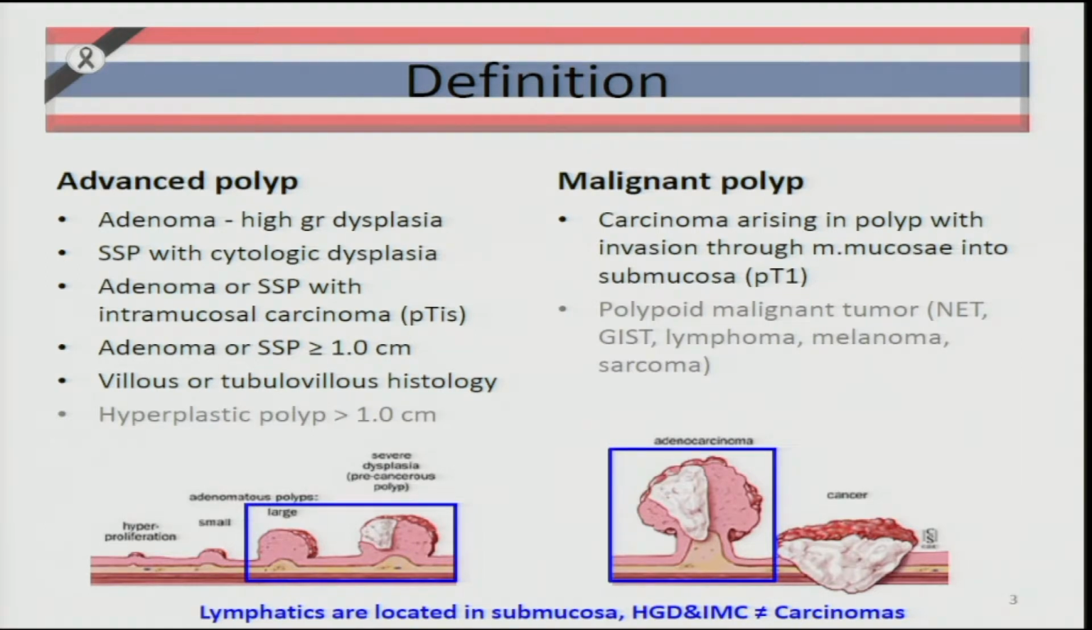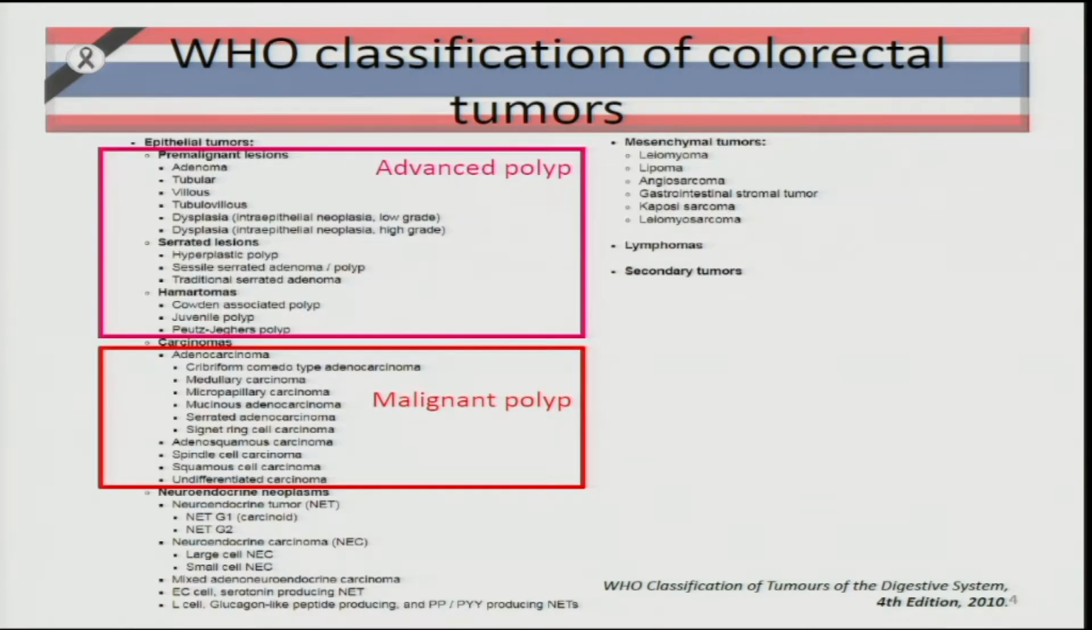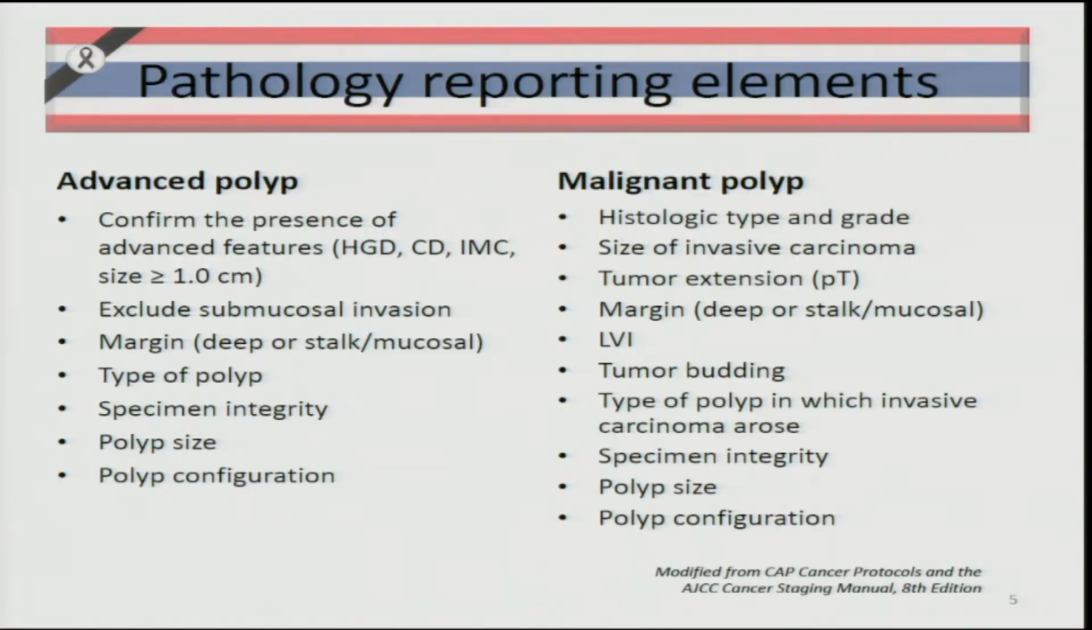And a malignant polyp would consist of a polyp that has carcinoma invasion through the muscularis mucosae into the submucosa. Some people may include polypoid malignant tumors like neuroendocrine tumor, polypoid GIST, malignant melanoma or lymphoma. But most of the time, everyday polyps are epithelial polyps. And this is the place for advanced polyp and malignant polyp in the WHO classification.